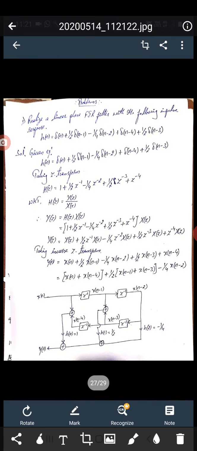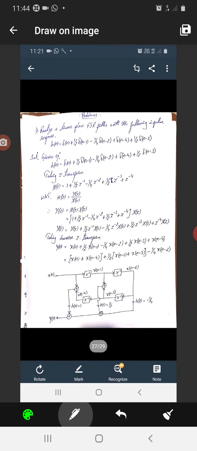First we will take the first problem. Here it is asked to realize the linear phase FIR filter with the following impulse response. What is the impulse response given? h of n is equal to delta of n plus 1 by 2 delta of n minus 1 minus 1 by 4 delta of n minus 2 plus 1 by 2 delta of n minus 3 plus delta of n minus 4. This is the given equation.